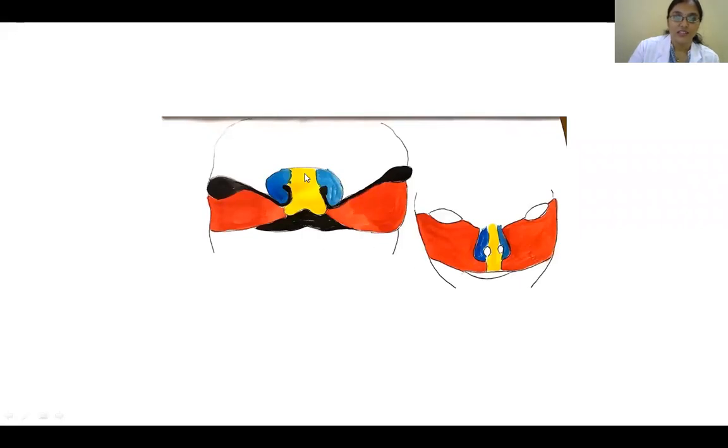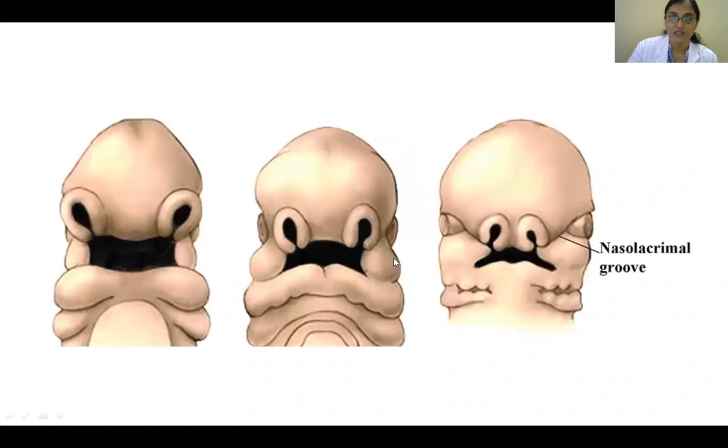Here again, you can see the yellow part is all the medial part, and the lateral one here, and the nostril here, the olfactory pit. And then the developing eye. So these two are being separated by a groove. This is the stomodium here. Later there'll be a fusion, merging of this. So there's a story behind this.